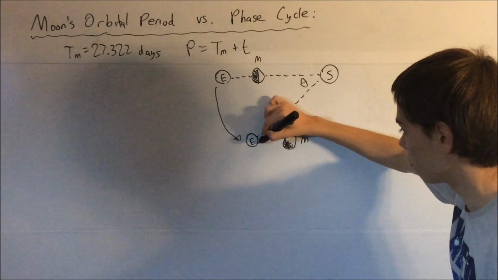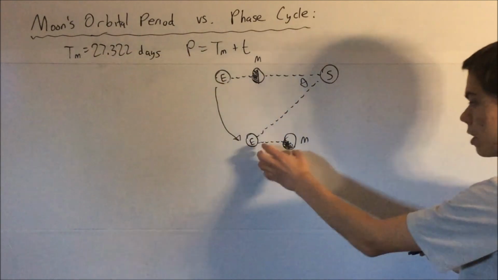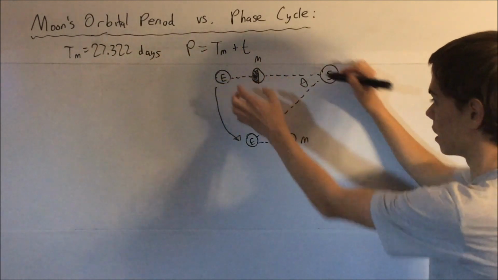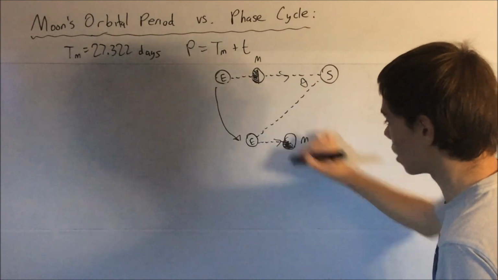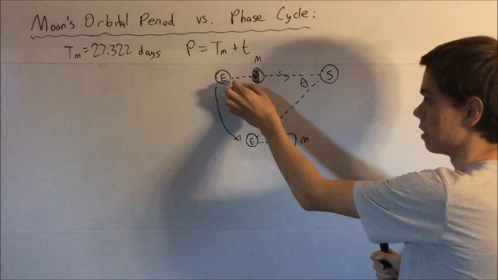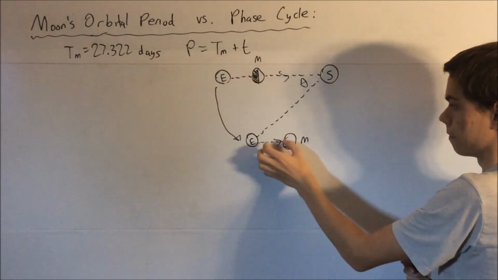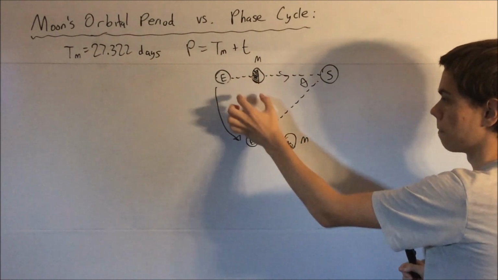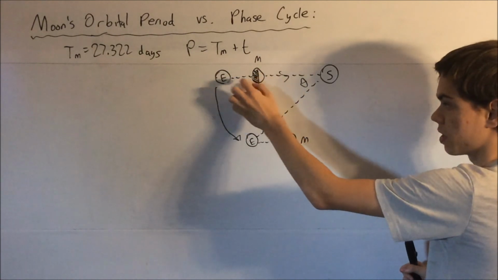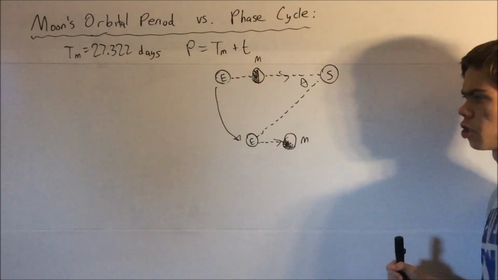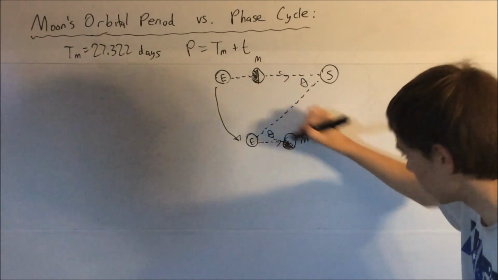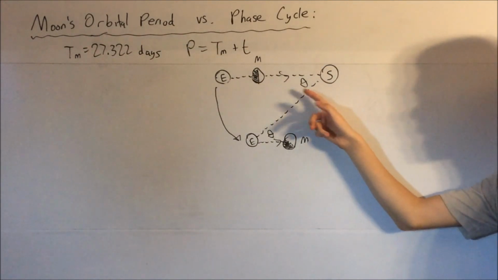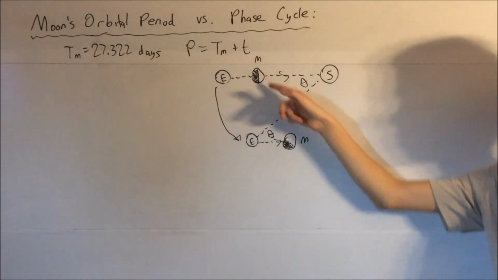And notice how, if I were to draw a line connecting the Earth and Moon here, these lines are parallel to each other. The reason they're parallel is that the Moon has completed a 360-degree orbit. So the angles here are the same, and this represents the angular distance that the Earth traveled during the Moon's orbital period.